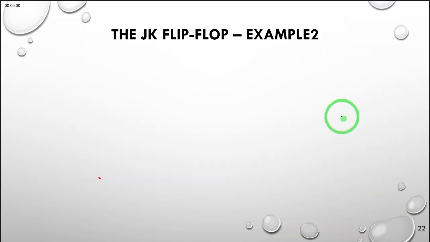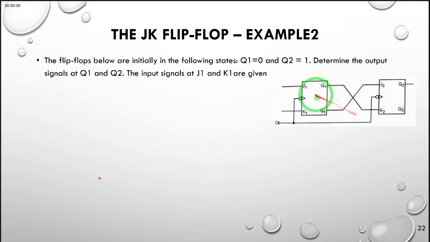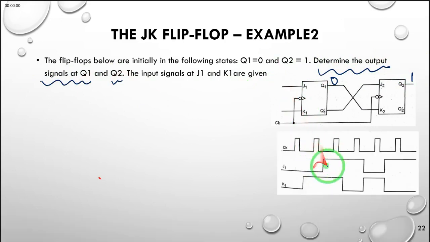Another example says the flip-flops below are initially cleared. We have 2 flip-flops formed differently, and Q1 is initially 0 and Q2 is initially 1. We are to determine the output signals at Q1 and Q2 if the input signals are shown here.